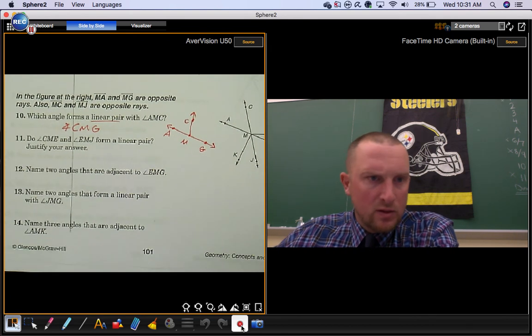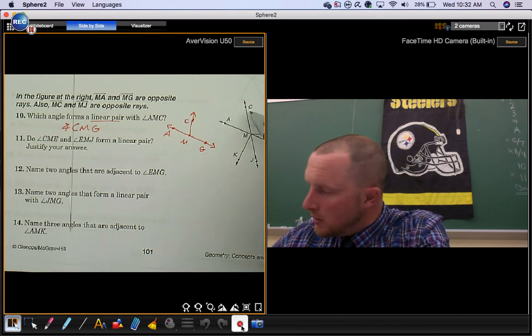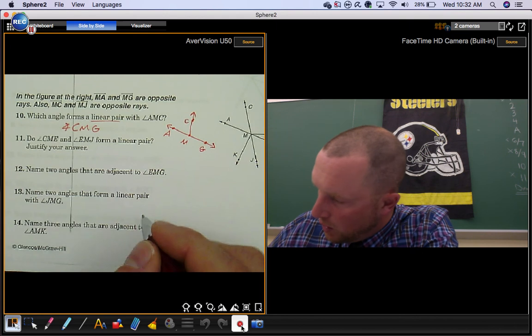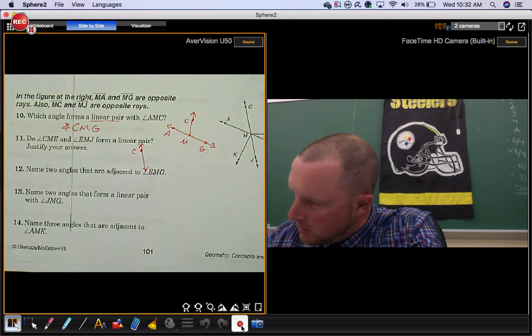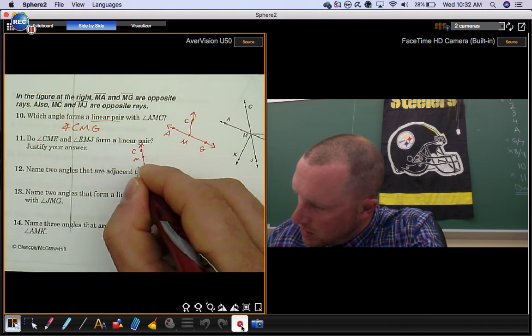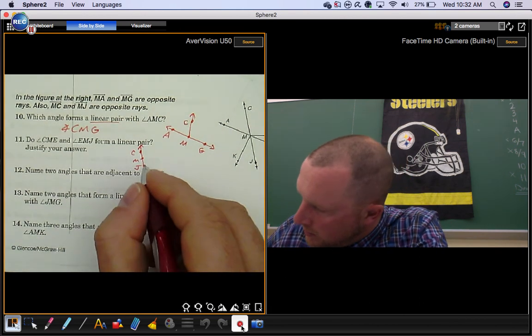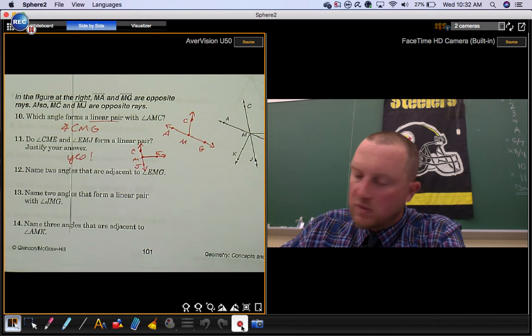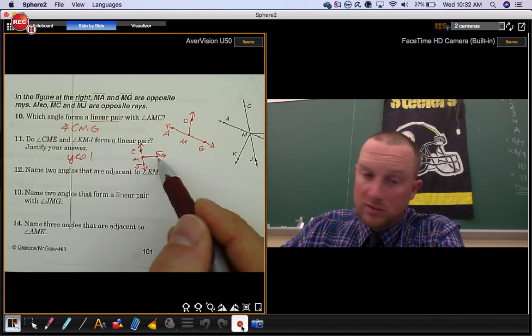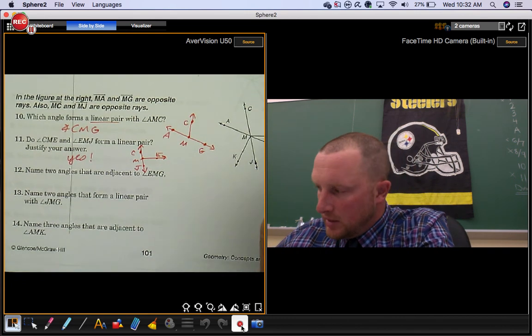Number 11. Do angle CME and angle EMJ form a linear pair? Justify your answer. Here's angle CME. Here's angle EMJ. I'm going to draw them. Notice how they make this angle CMJ. And what kind of angle is angle CMJ? It's a straight angle. So yes, they form a linear pair. Justify your answer. There you go. There's the picture.